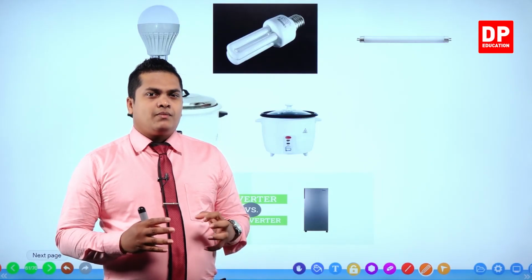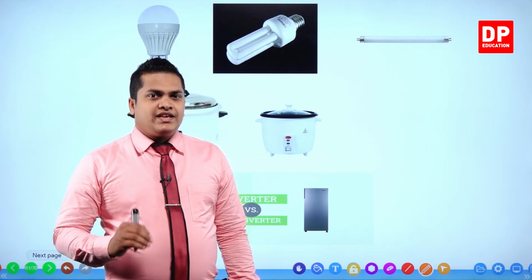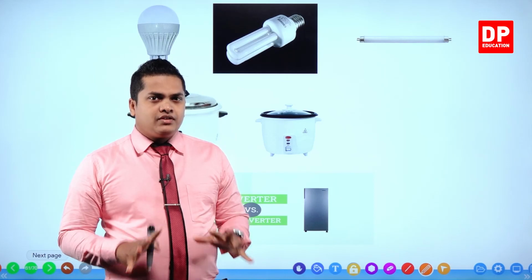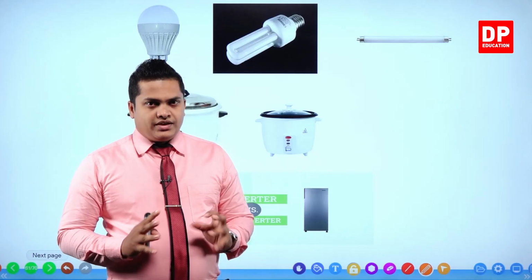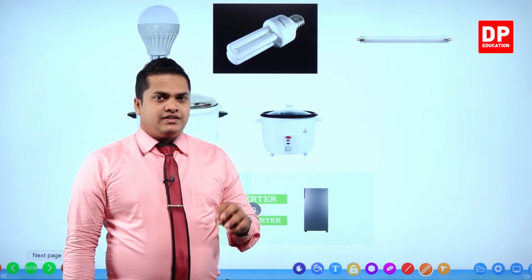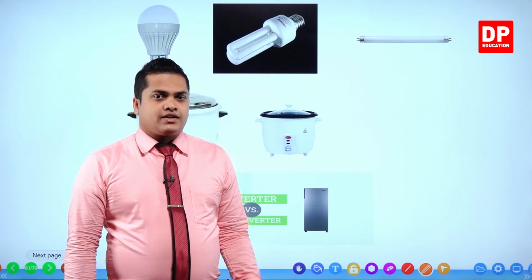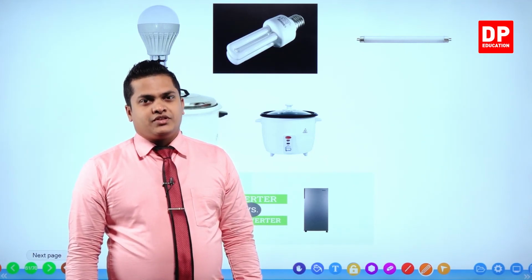Right then. So that's all about household electrical appliances. In the next chapter, we'll be discussing other things related to our lesson, like the heating effect of electric current and the chemical effect and so on. I'll meet you in the next chapter to discuss those things.